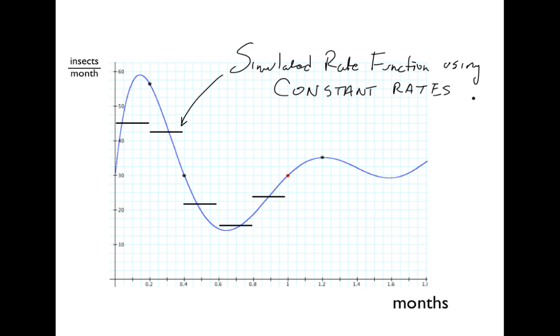We're creating a new function. We're not making rectangles. We're creating a new function that's trying to be like our given rate function, but made up of constant rates. Okay, and with that, we can come up with, say, for the first month, some kind of estimate for our population or the growth of the population. So we can call this, say, M1, M2. These are our constant rates.